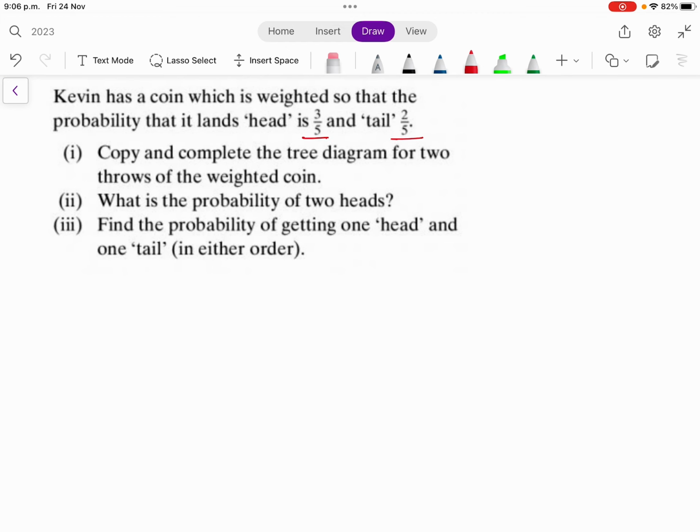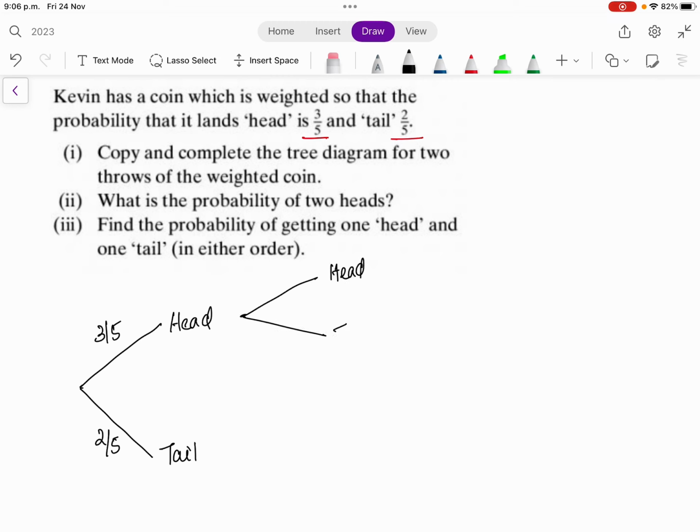You have to find the probability. So let's start by drawing the tree diagram. So here you have head and you have tail. For the head it is 3 over 5 and the tail it is 2 over 5. If you see that for this event the total probability is 1. And for the second throw you have head and the tail.